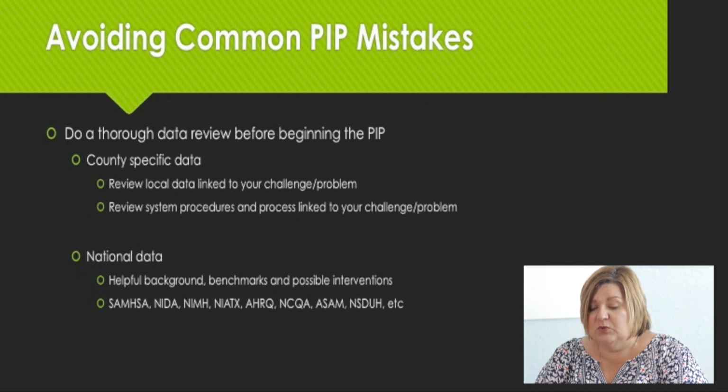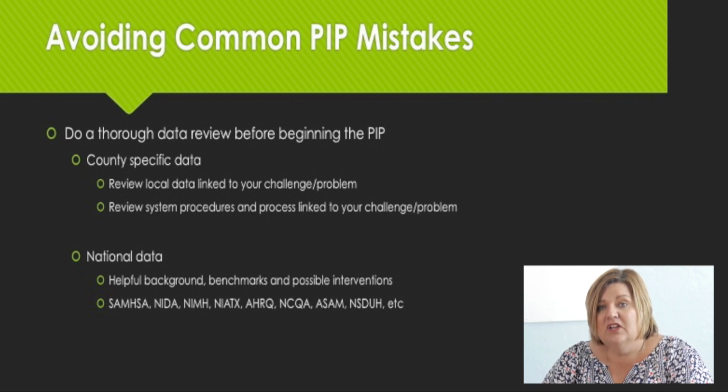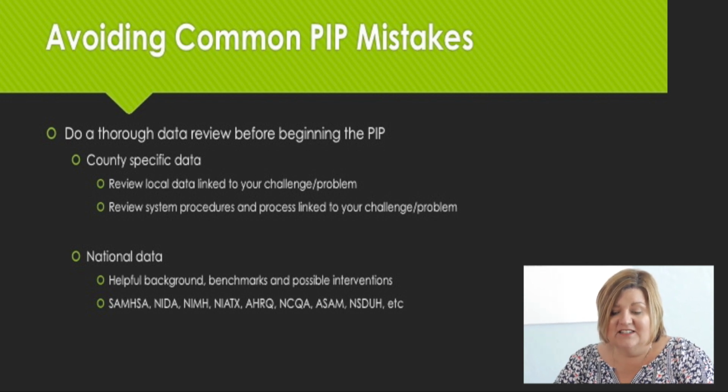In addition, not only do you want to look at local data that links to the problem, that might tell you the percentage of folks who have the problem that you're looking at, but also when we're talking about county-specific data, we're talking about looking at the system procedures and processes that are unique to your particular county. Right. And we want to make a differentiation here and make it clear that the way something is processed in your county may not be the same way that it's processed in the county two counties over, or even next door. So you need to look at that and think about how that process is unique in your county.